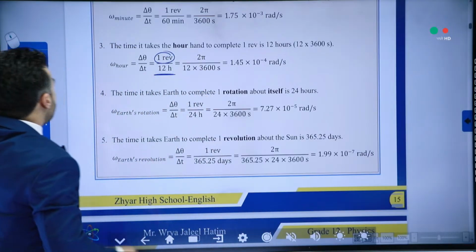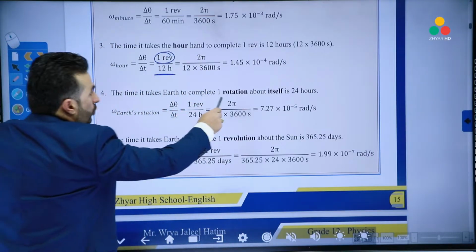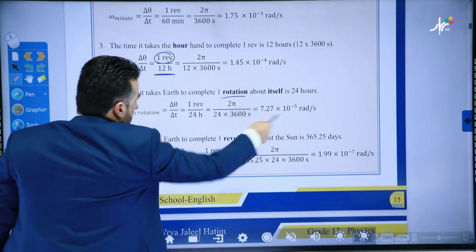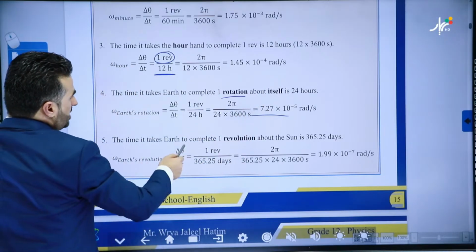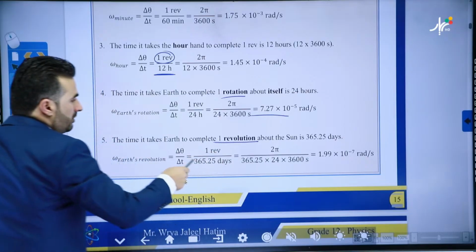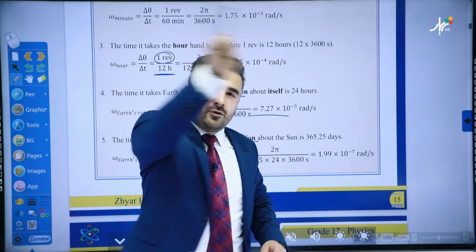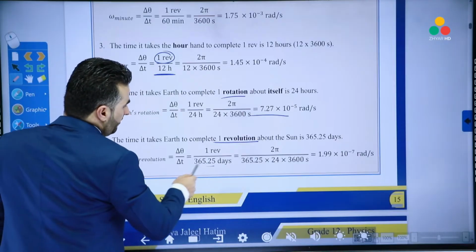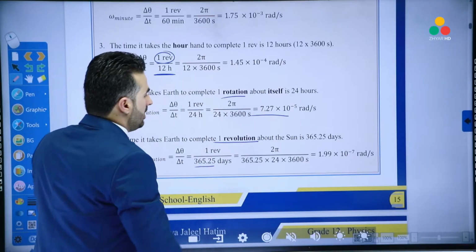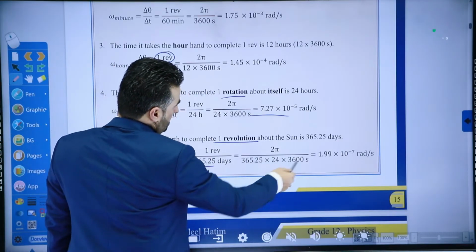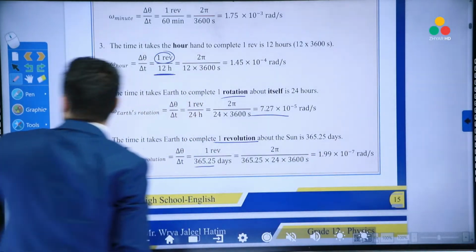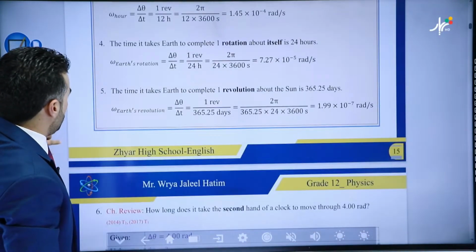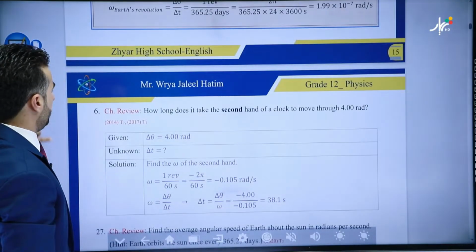Okay. The time it takes the Earth to complete 1 rotation about itself is 24 hours. So 2 pi divided by this. Here's the answer. The time it takes the Earth to complete 1 revolution about the sun is going to be 365.25 days. You just convert this to days and then to seconds. You divide the two, then of course you'll get 1.99 times 10 to the power negative 7.